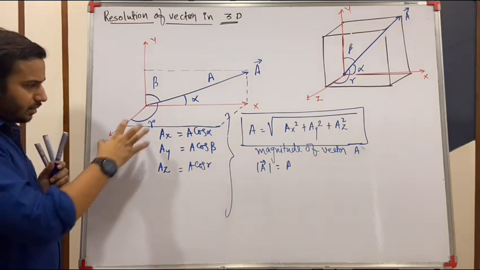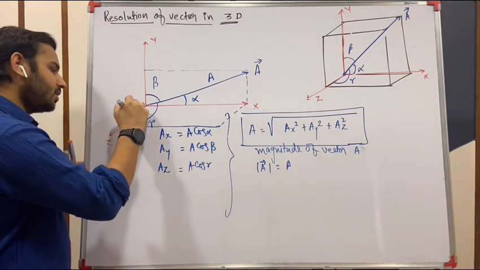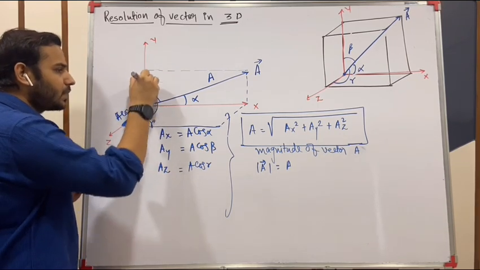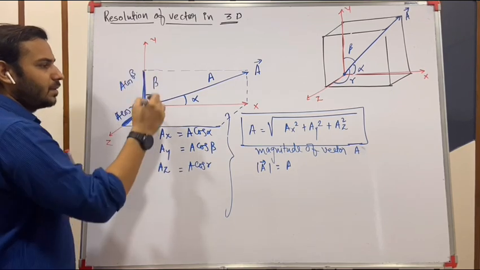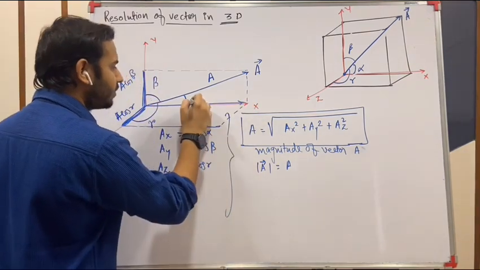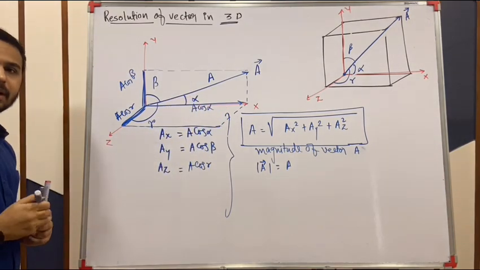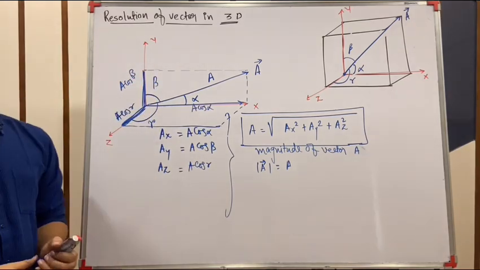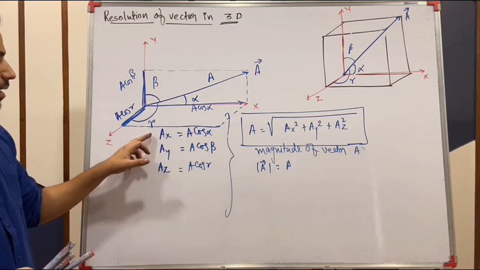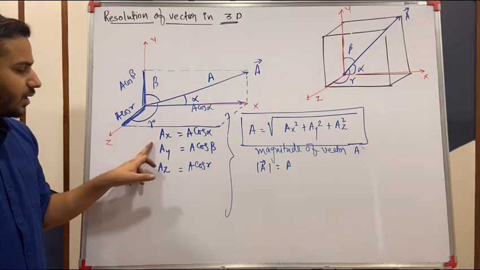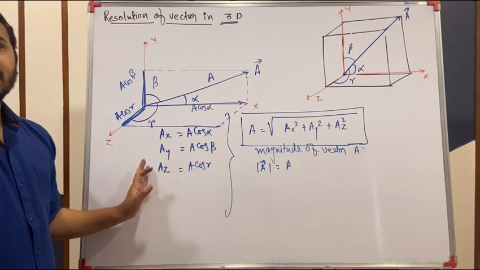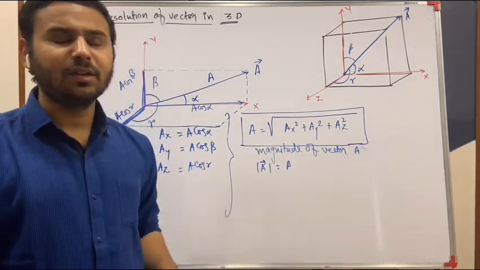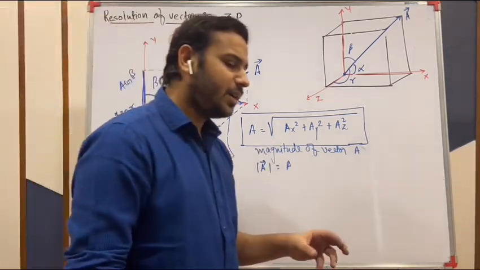Okay, understood? A cos gamma, this is A cos gamma. This is A cos beta, and this is A cos alpha. Okay, understood? A cos alpha, A cos beta, A cos gamma. Ax, ay, az is basically what? Projection of vector A on x-axis, projection of vector A on y-axis, and projection of vector A on z-axis. So these are projections of vector A and resolution of vector in 3 dimension. Let us discuss about the direction and everything.